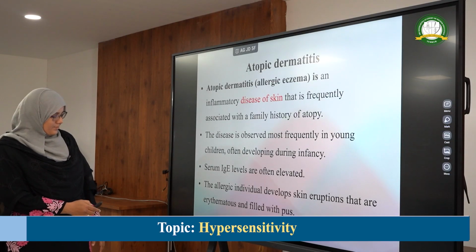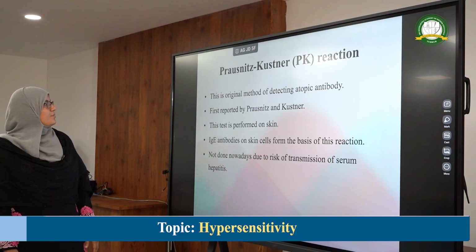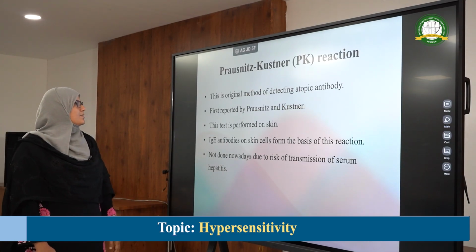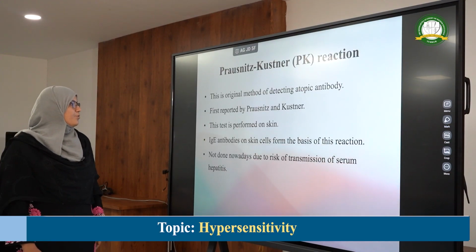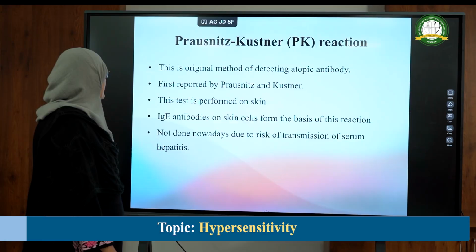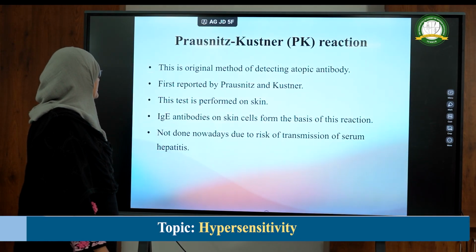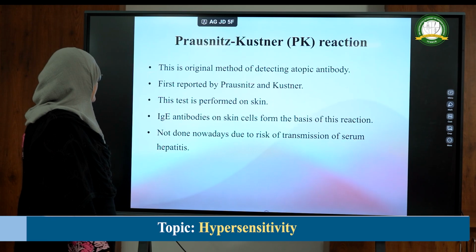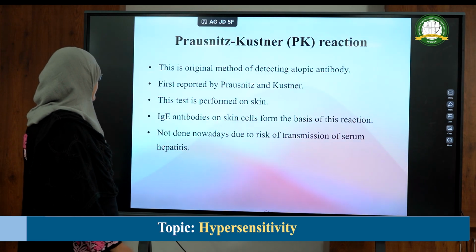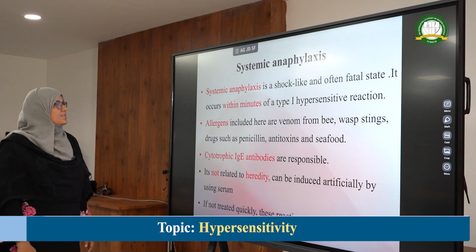In case of Prausnitz-Kustner reaction, this is the original method of detecting atopic antibody, first reported by Prausnitz and Kustner. This test is performed on skin. IgE antibodies on skin cells form the basis of this reaction. It is not done nowadays due to risk of transmission of serum hepatitis. Then we have systemic anaphylaxis.